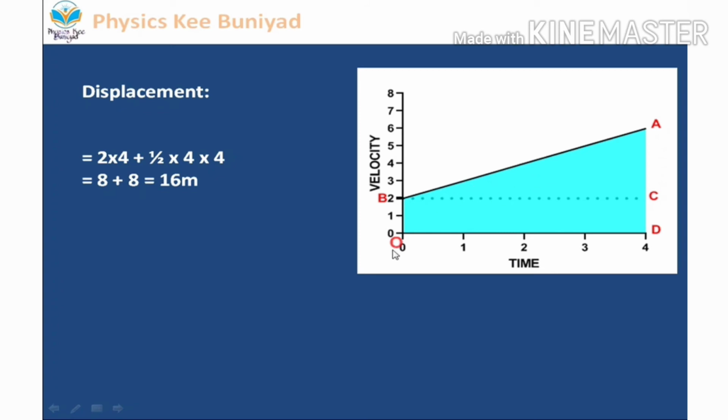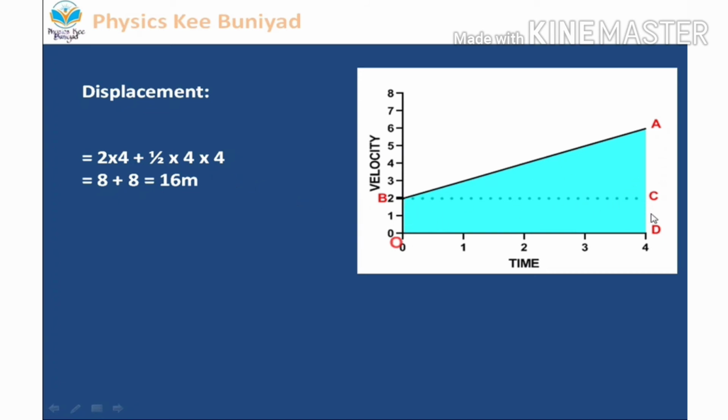One is the rectangle. The rectangle is OBCD. This portion is the rectangle, and the upper part is the triangle. So we will calculate the area of these two regions individually, and then we will add them to get the total displacement. So the area of the rectangle is 2 into 4, plus the area of the triangle, which is half into base into height.